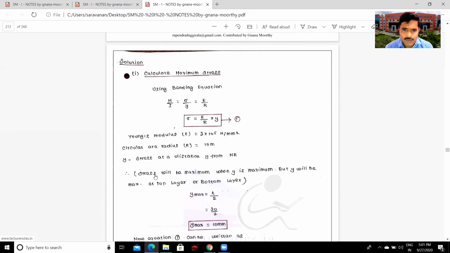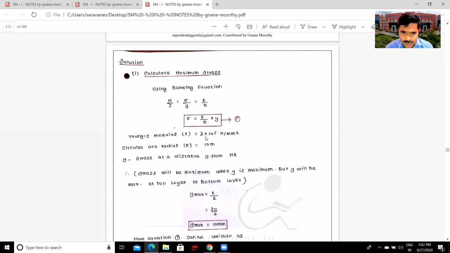So what is the bending? We can calculate first the maximum bending stress. What is the bending equation? M by I equal to sigma by y equal to E by R. In this, you can consider the equation sigma by y equal to E by R. From this, sigma equal to E by R into y. So sigma will be equal to E by R into y.